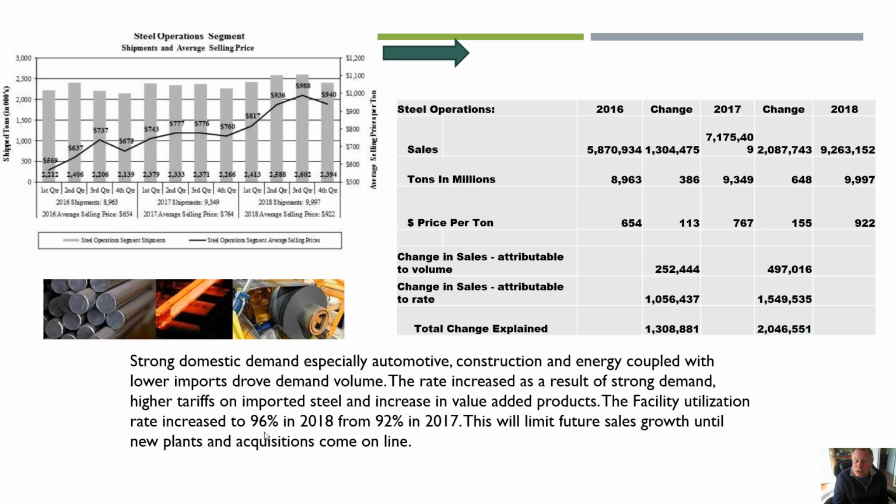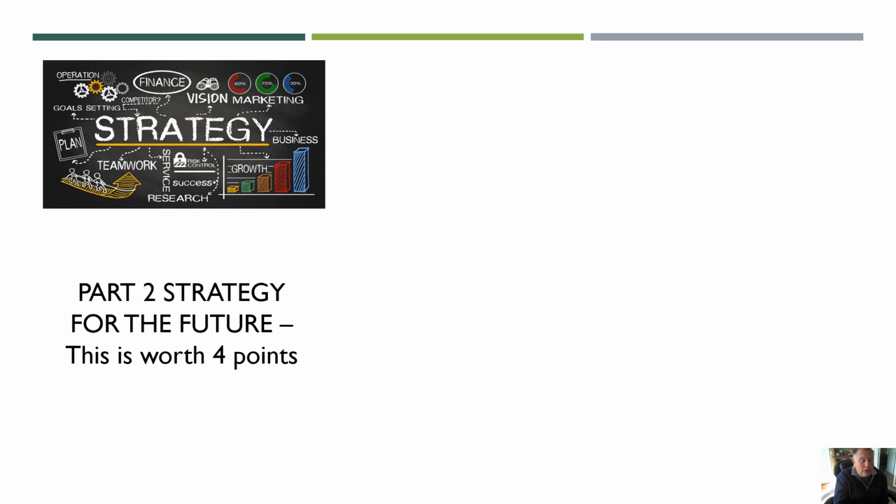This is going to limit future sales growth because when they're running at 96, they only have capacity for 4% more growth. You can't always run a factory at 100%, but you can't go beyond that in tons. That's limited. This right up here, just about 10,000 million tons, that's about their limit. So they're going to have to make an investment to go forward. So that's that section.